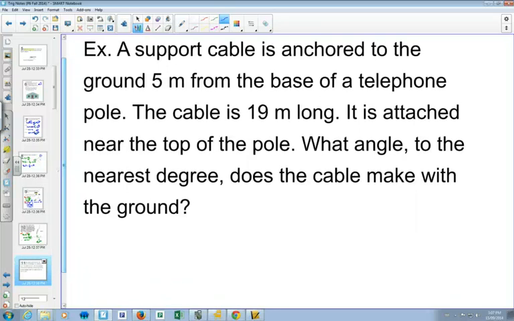We've got a support cable anchored to the ground 5 meters from the base of a telephone pole. The cable is 19 meters long and it's attached near the top of the pole. So we get to use our telephone pole drawing skills.